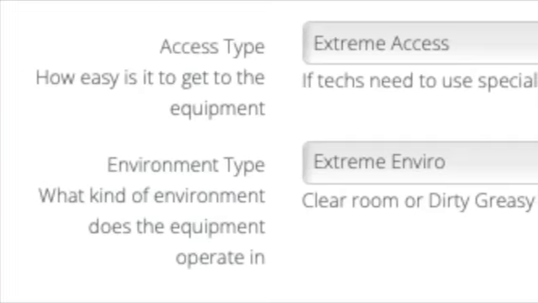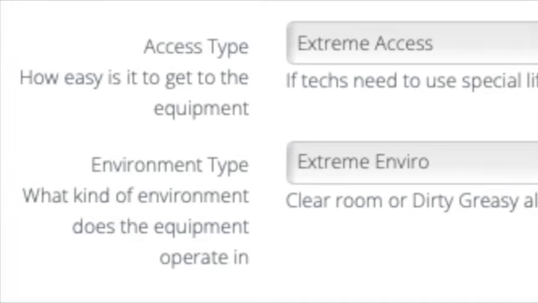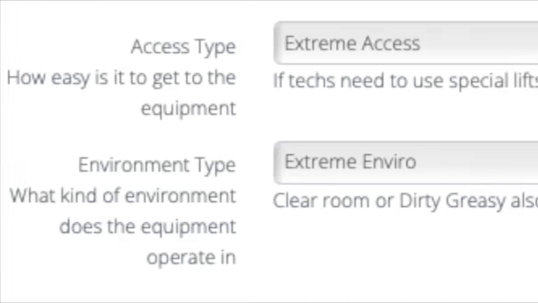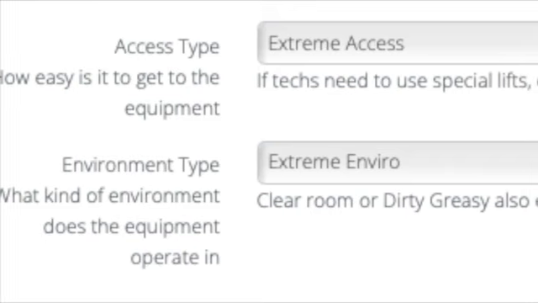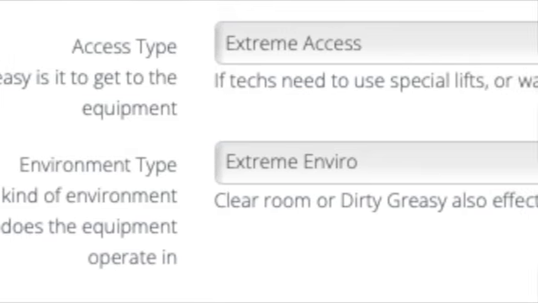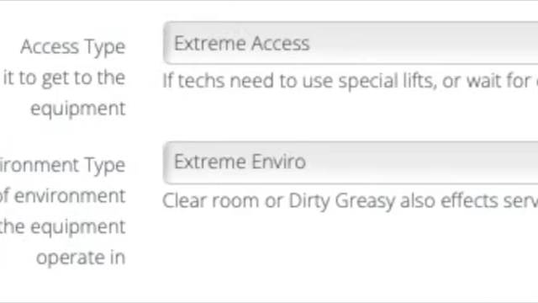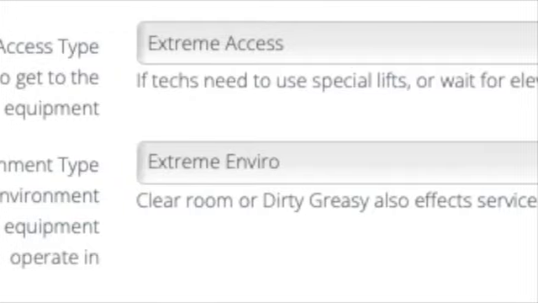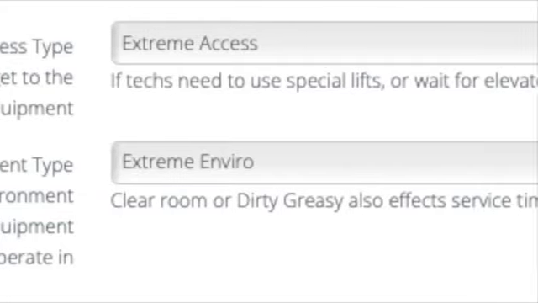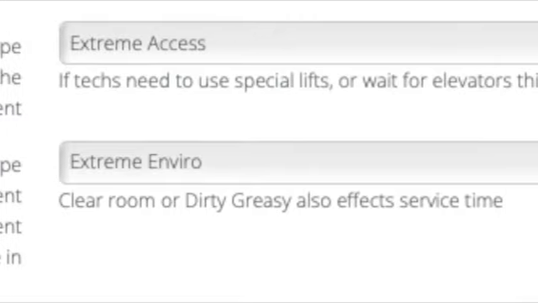Two new modifiers. To further enhance your ability to fine-tune your agreements, we've added two new modifiers. Access. This modifier allows you to adjust the labor hours due to the ease or difficulty of gaining access to a piece of equipment. The options are easy, normal, difficult, and extreme. Each of these will adjust the hours for that individual piece of equipment.